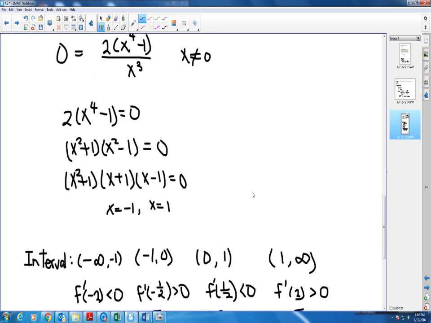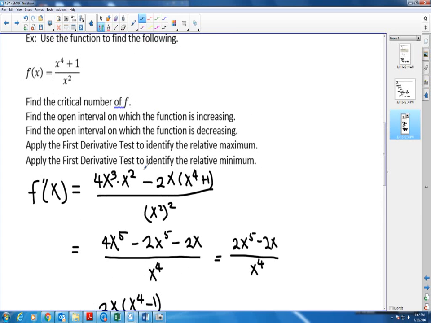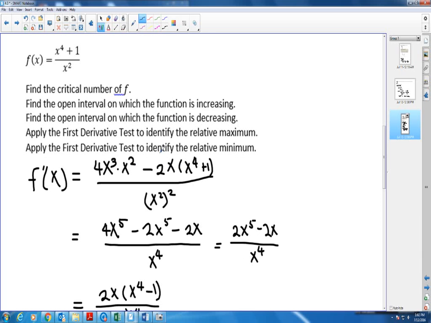If you graph this function, you can see that using the first derivative test can help me identify my relative minimum or maximum. And graphing, I can also see which parts are increasing and decreasing. That will conclude this video. Thank you for watching.